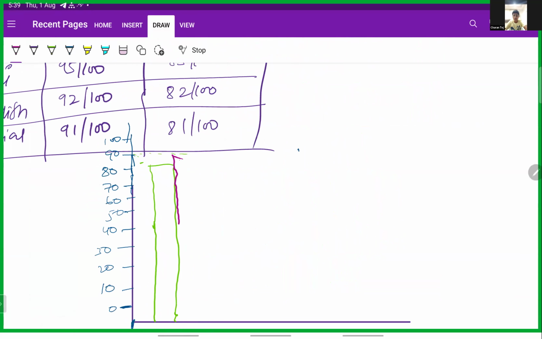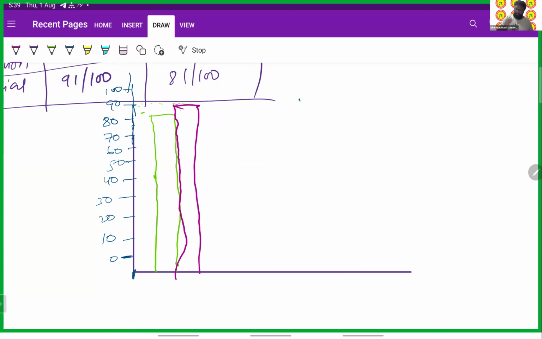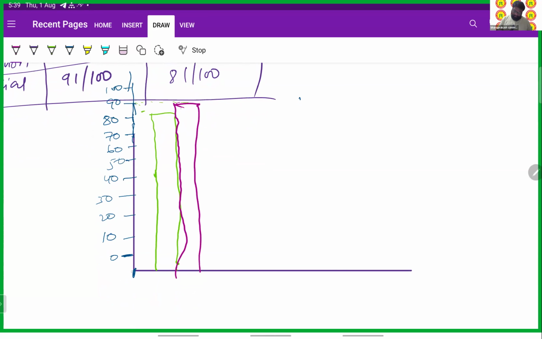Just a minute, I'm very bad at drawing actually. So now you can see here, this is for the math subject. Next, from here to here, science. Here to here, social. Here to here, English.